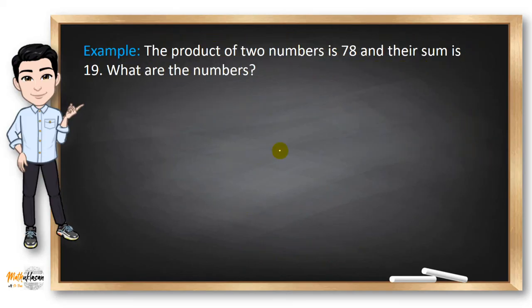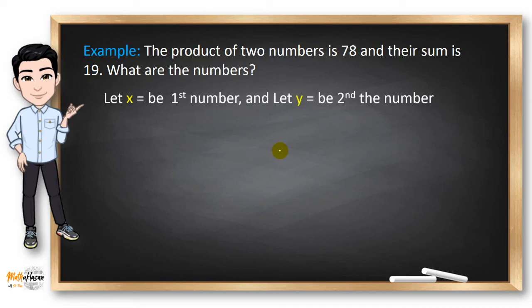The product of two numbers is 78 and their sum is 19. What are the numbers? Let x be the first number and let y be the second number. The product of two numbers is 78, meaning x times y is equal to 78. Their sum is 19, so x plus y equals 19. Now, to solve for the value of x and y, you can use different methods for solving systems of linear equations. But in this case, I'm going to use the substitution method.